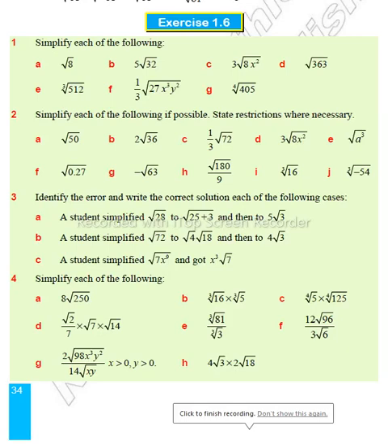Today we will see exercise 1.6. So we will do all exercises that are on exercise 1.6.